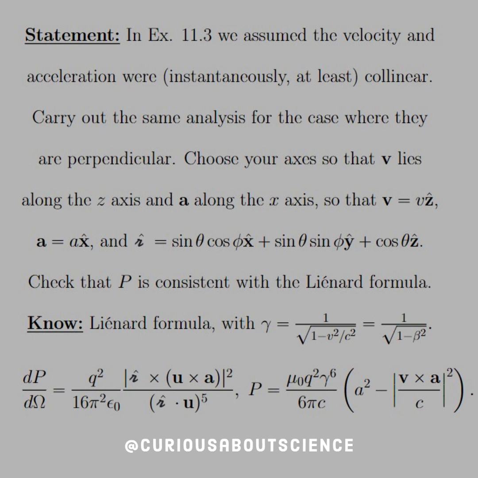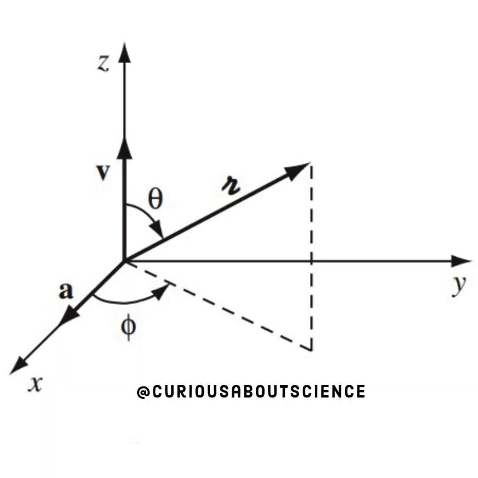Well, let's go ahead and doodle this out like they said. We were told put the V on the z-axis, put the A on the x-axis. So we see that somewhere in space we have script R pointing, where phi is the azimuthal angle, theta is the polar angle, and the x hat, y hat, z hat components for the script R vector are what is given. Pretty standard there.